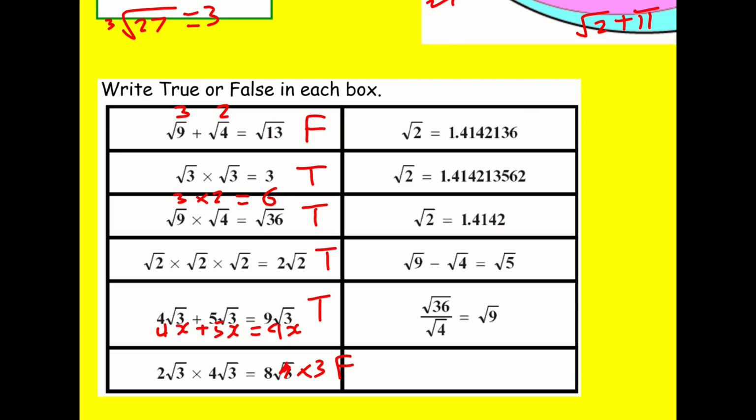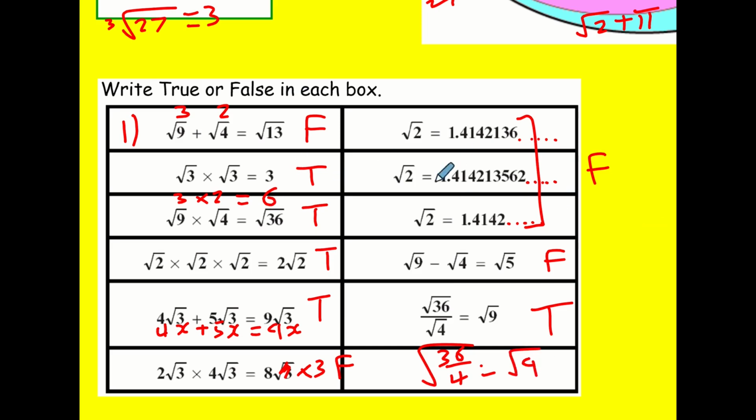The ones up here, never quite know what they're trying to get at with this question. I'm going with false for all of these, and the reason is that root 2 actually goes on forever. So it looks like they've rounded it. That's what I'm assuming. This one is false for the same reasons that number 1 was false. And finally, this one is true. You can even see that it's just a rearrangement of this one over here. If we divide two surds, then you can bring the root inside: 36 over 4, which is root 9.